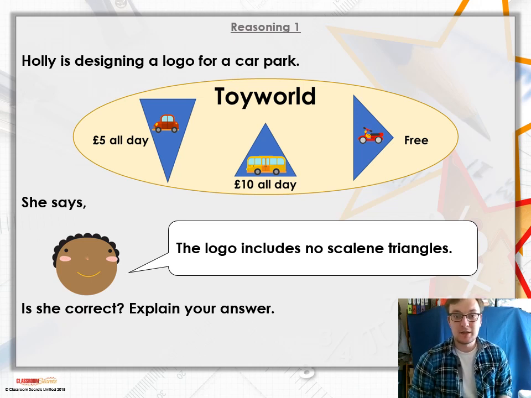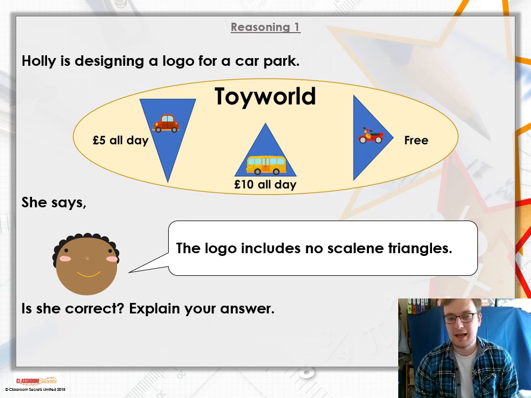Next we're on to our first reasoning question, and this says Holly is designing a logo for a car park. You can see there she's gone Toy World and says £5 all day, £10 all day, and free. Holly says the logo includes no scalene triangles. Is she correct? Explain your answer. Have a go in your book, write down what you think, and make sure you explain why you think yes or no.